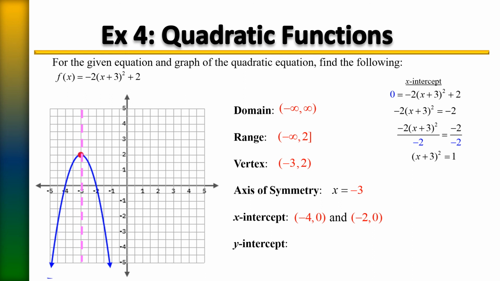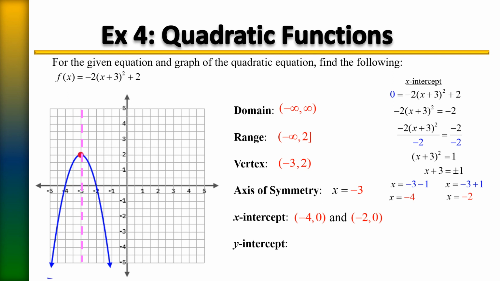Once I do that, that's going to allow me to bring x plus 3 down by itself on the left side. And on the right side, I'm going to have plus or minus 1. The last step is to subtract 3 from each side, and I'm going to have negative 3 plus 1 and negative 3 minus 1, which again gives me those two values of negative 4 and negative 2, just as you see on the graph.